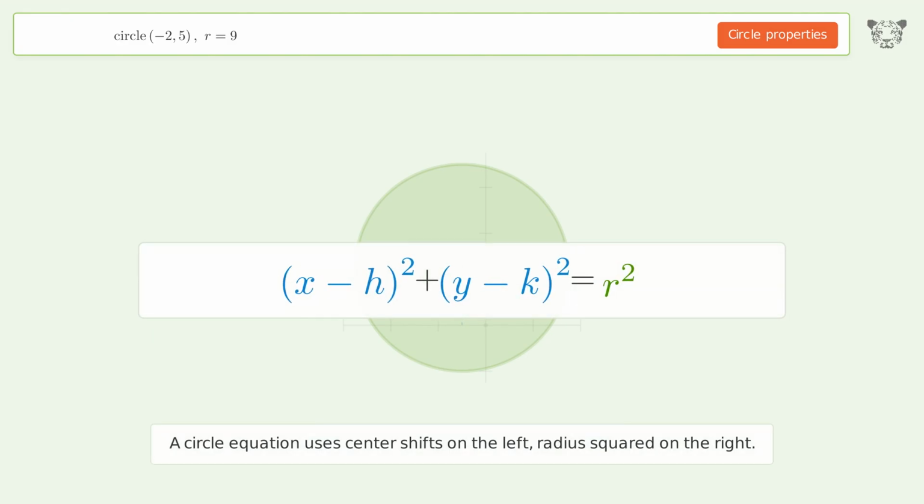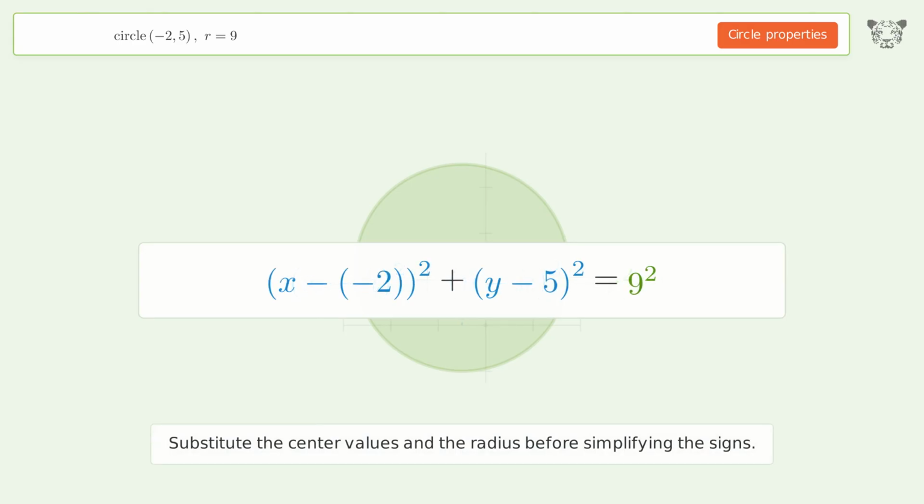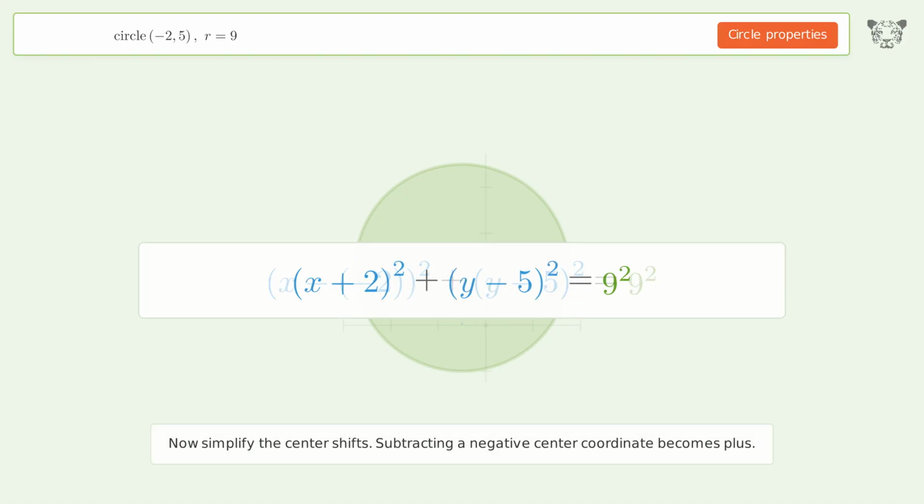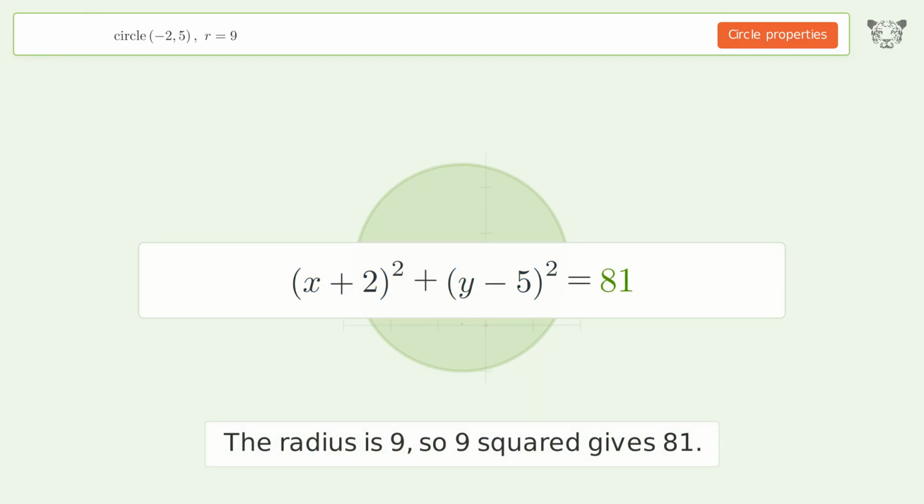A circle equation uses center shifts on the left, radius squared on the right. Substitute the center values and the radius before simplifying the signs. Now simplify the center shifts. Subtracting a negative center coordinate becomes plus. The radius is 9, so 9 squared gives 81.